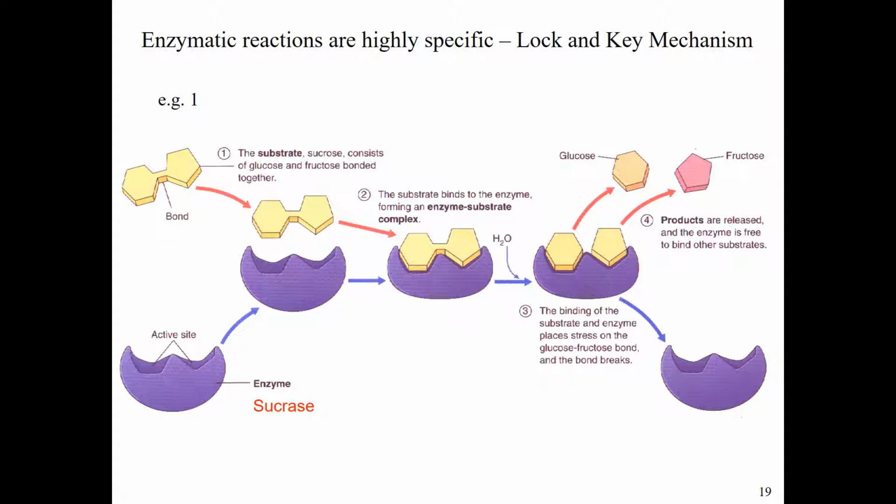Enzymatic reactions are highly specific. An example is given here. The enzyme here is sucrase. How do we know this is sucrase? Because the substrate is sucrose. So the substrate sucrose binds to the enzyme, forms an enzyme substrate complex, and then the enzyme breaks the sucrose into its constituent monosaccharides, glucose and fructose.